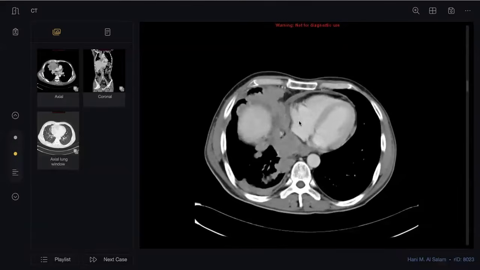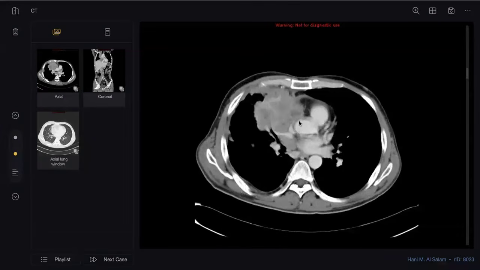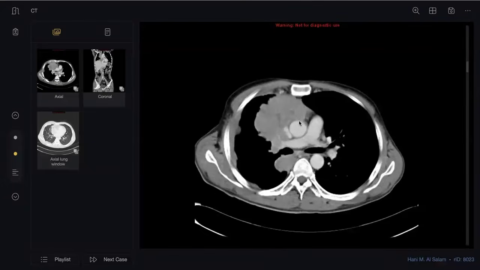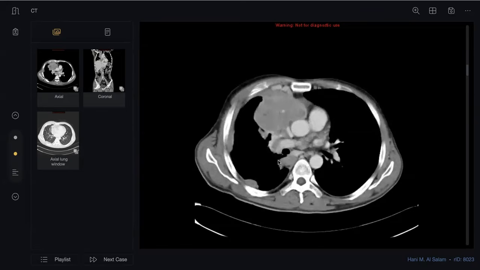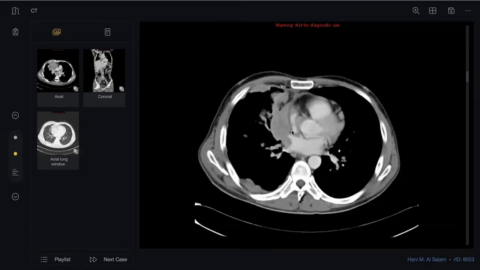Okay, and I can also see that it appears to be encasing the superior vena cava. There's a thrombus within the superior vena cava and also encasement of the right pulmonary vein. I would love to see more. Are you sure it is invading the SVC and not compressing it? Okay, this is the SVC here.